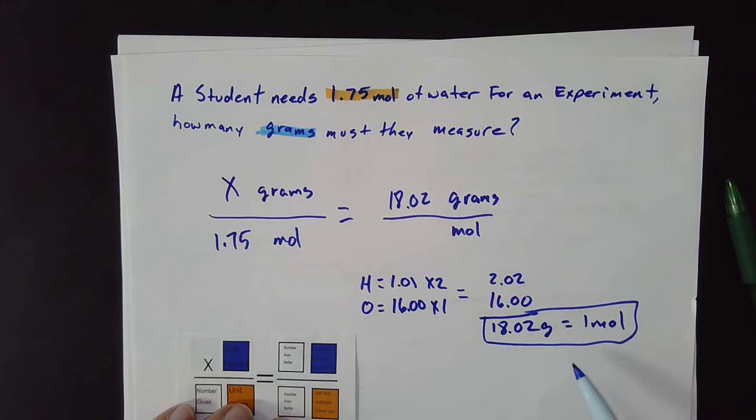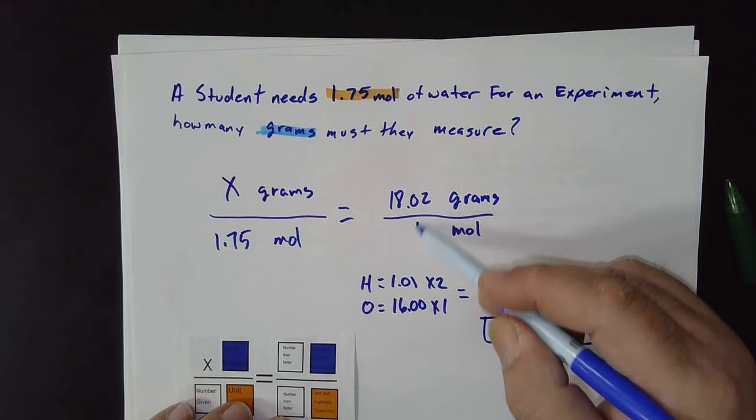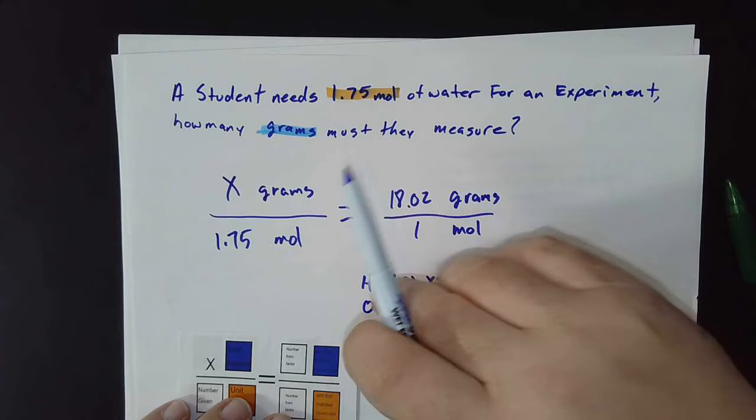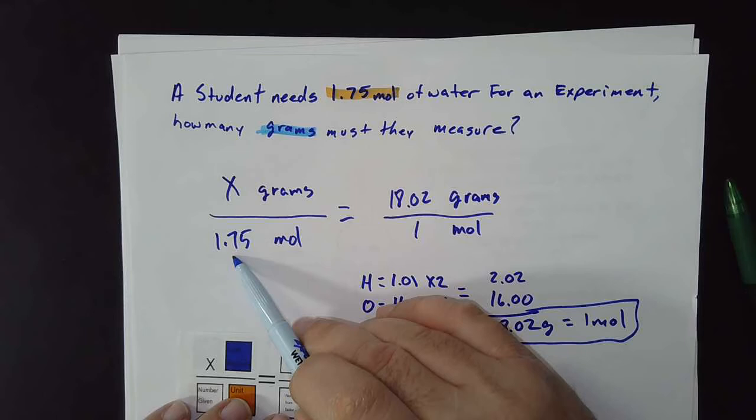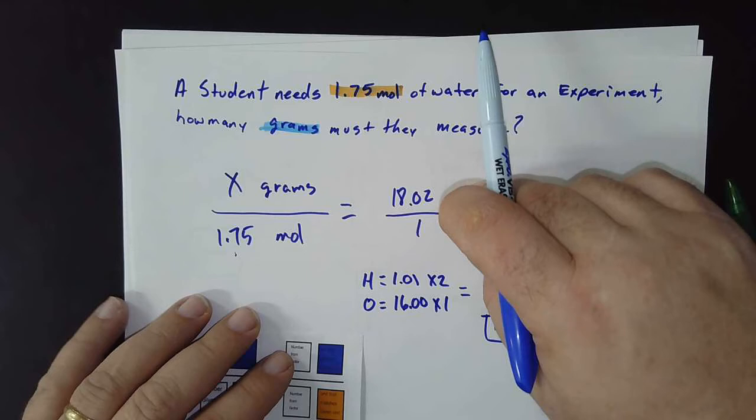18.02 is not equal to 1.75 moles. What is equal to 18.02? Just 1 mole. So you're always going to have a 1 over here. So you can skip that function. Totally skip it. So all I'm doing is I'm going to take the 1.75 times the 18.02. If this were a 1 on the top, I would say times 1, which is itself, and then divided by. But in this case, the factor is on top, which means I'm multiplying.